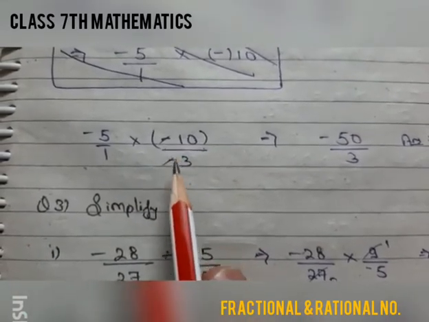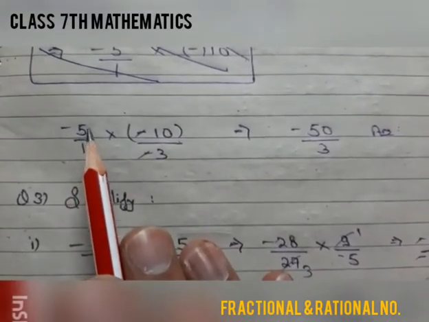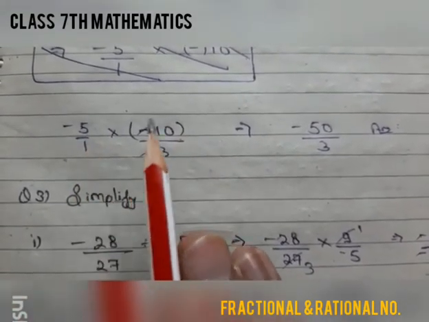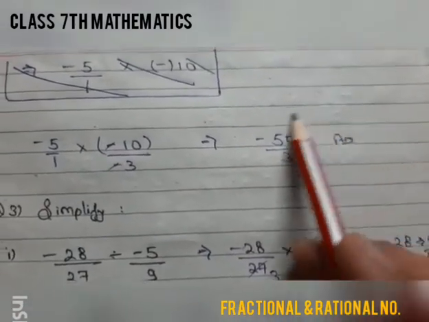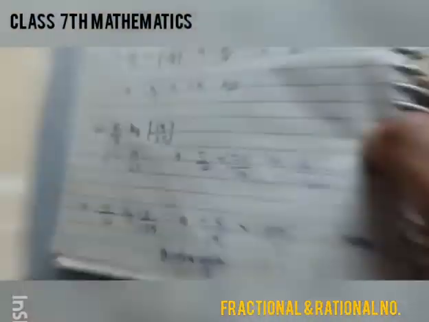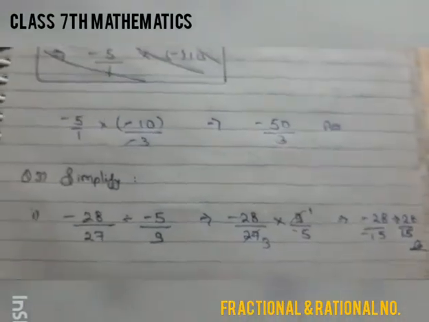Now since both are the same sign, they will be struck off. So we are left with minus 5 into plus 1, minus into plus, minus 50 upon 3. This is the answer, C. Here also this answer is coming, minus 50 upon 3. Okay.